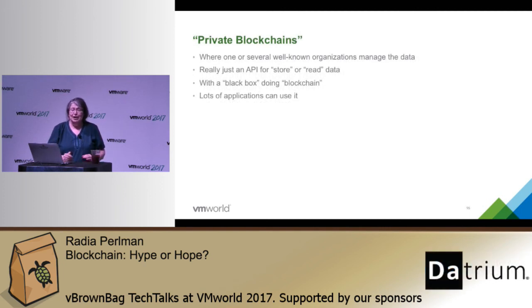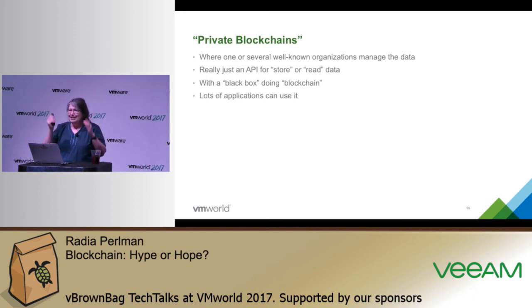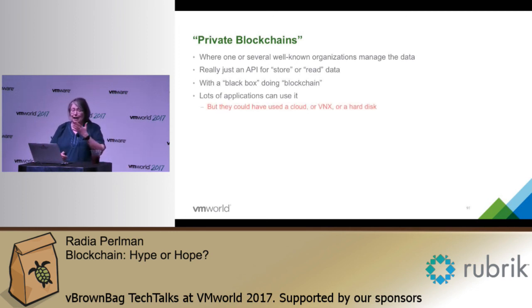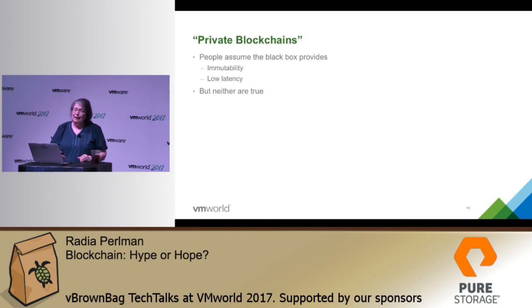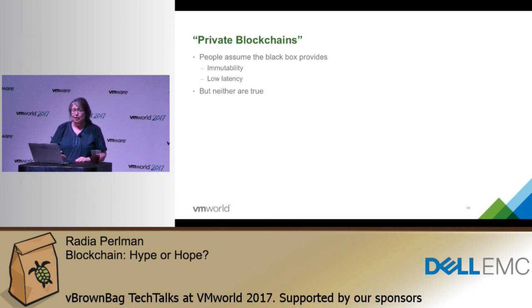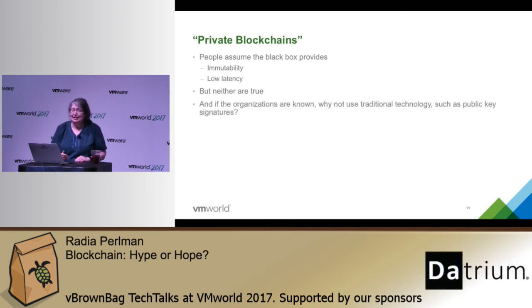Now, there's private blockchains where one or several well-known organizations manage the data, and it's really just an API for store data and read data with a black box that does blockchain, whatever that is, and lots of applications can use it. And so I go to talks where they say, look at all the applications, but they also could have used a cloud or a hard disk. So people assume the black box provides immutability and low latency and security. These are just not true. And if the organizations are known, just use public key signatures.